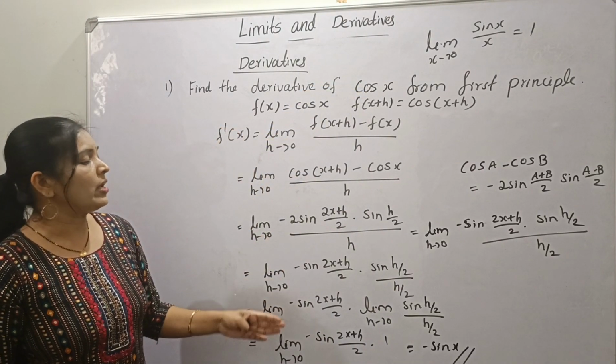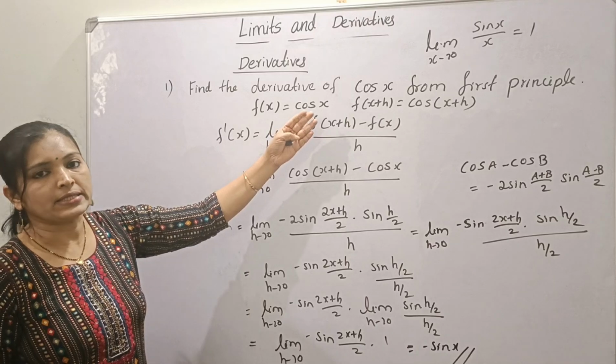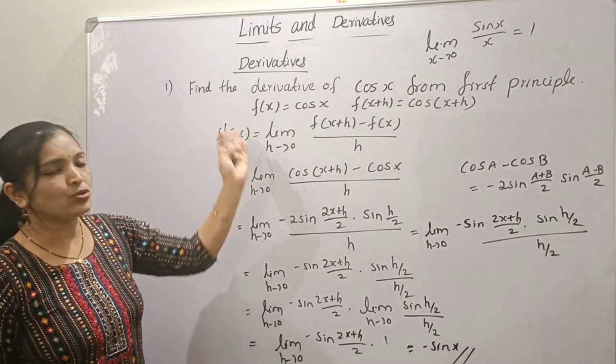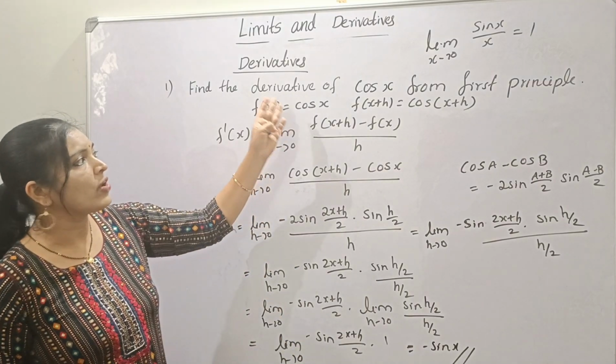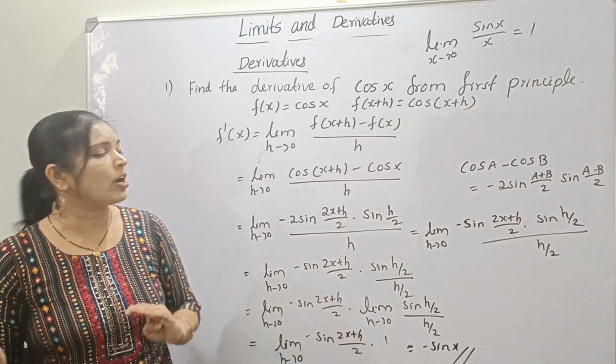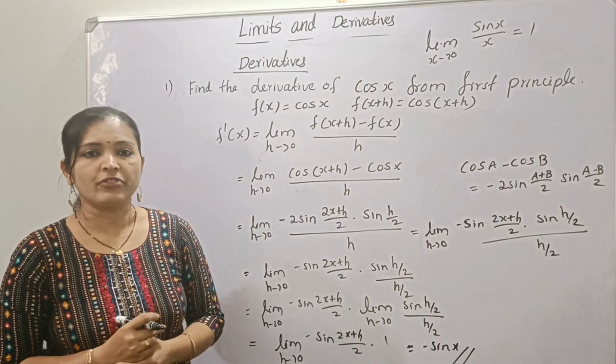In the same way, you can find the derivative of sin x and the derivative of tan x, same form, same method. So you will get the derivatives of all these 6 trigonometric functions using first principle.